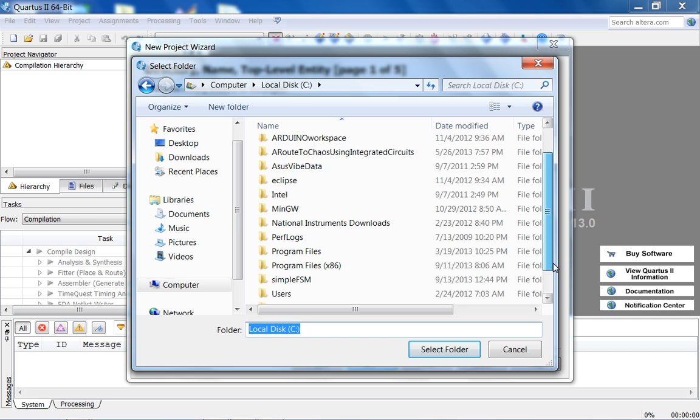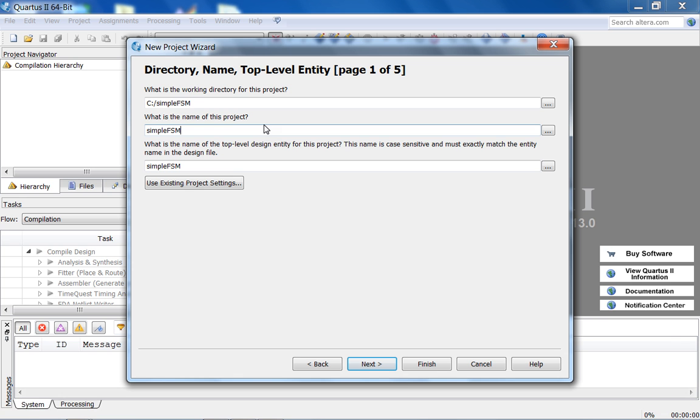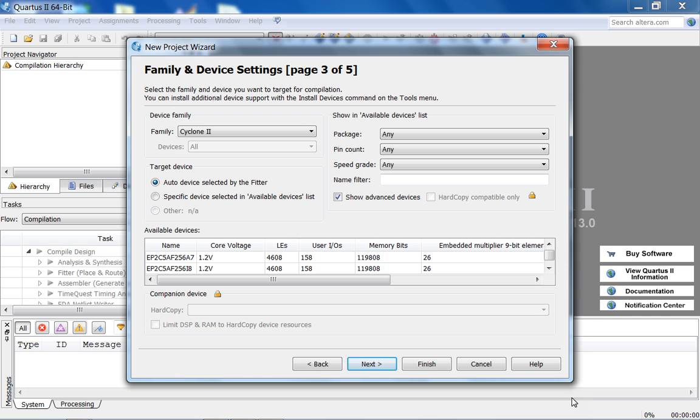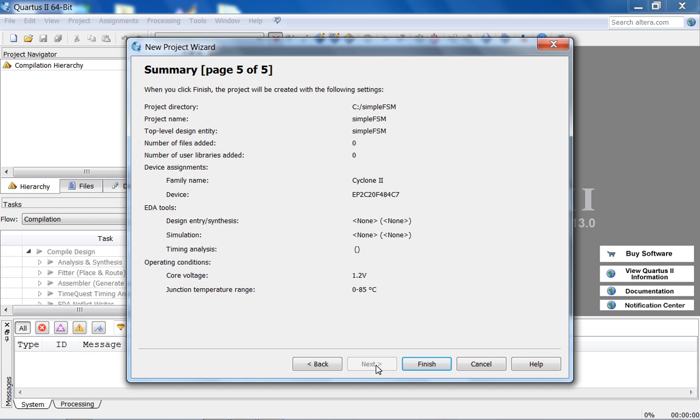What is the name of the project? Same as the name of the folder, simple FSM. I'm not going to add any files per se. Device is a Cyclone II, EP2C20F484C7. Let's see, EP2C20, come on. I think EP2C20F484C6, EP2C20F484C7 on the DE1. You can leave this as standard. Finish.